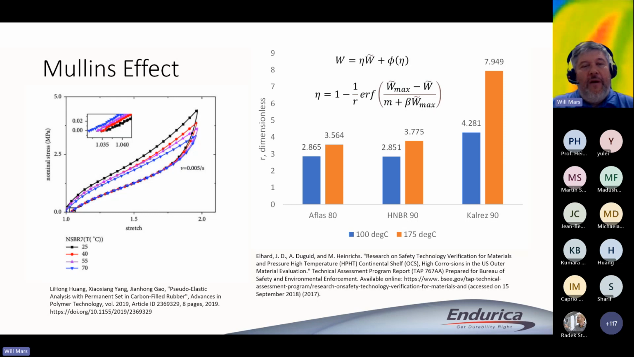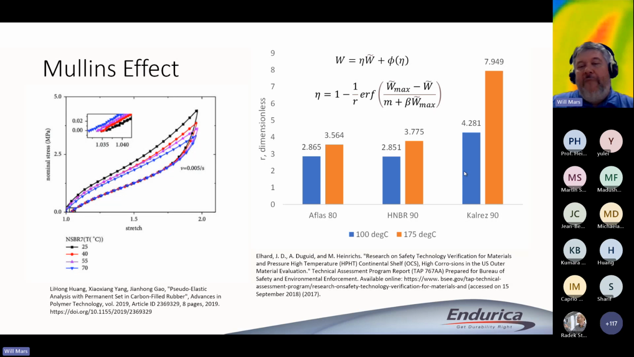We characterized the Mullins effect for these materials using the well-known Ogden-Roxburgh model, which I'm showing the equations here in the upper right. If you're using a finite element code and trying to model the Mullins effect, you're probably using this model. And what you're looking at in the bar graph is the parameter R of that model, which really, in a way, quantifies the magnitude of the difference between the initial response and the steady state cyclic response.